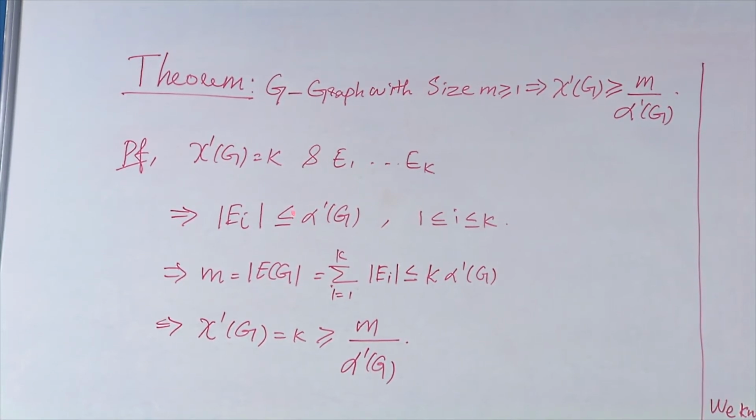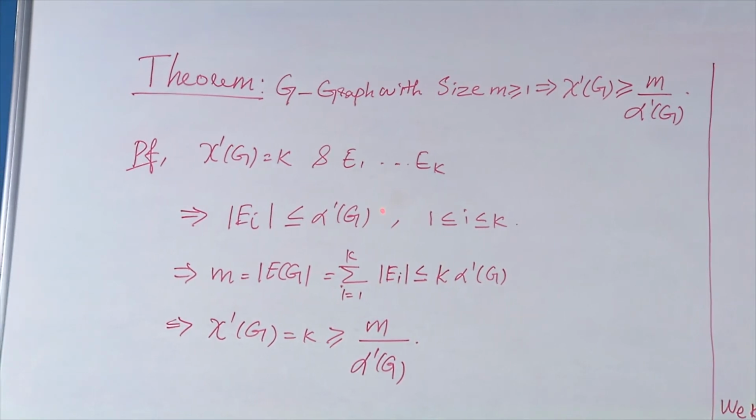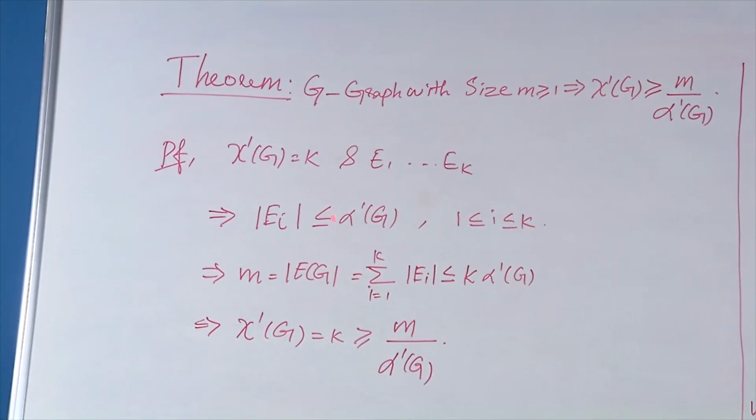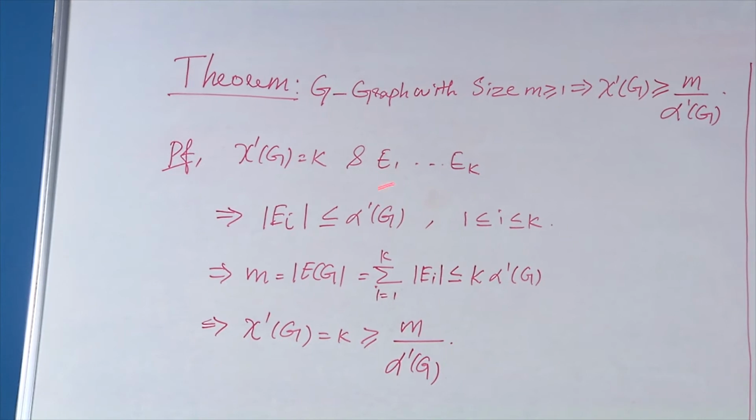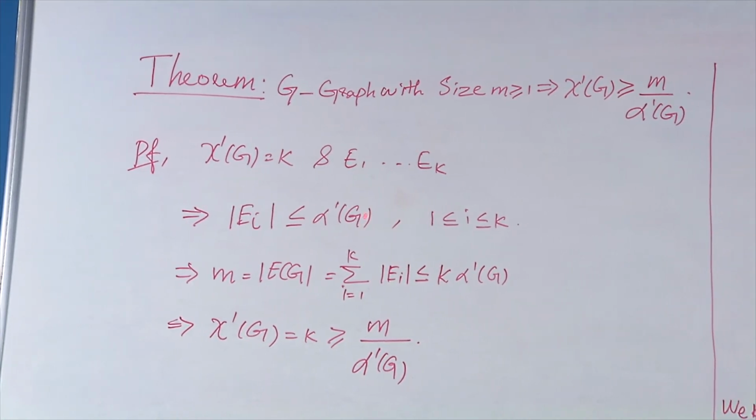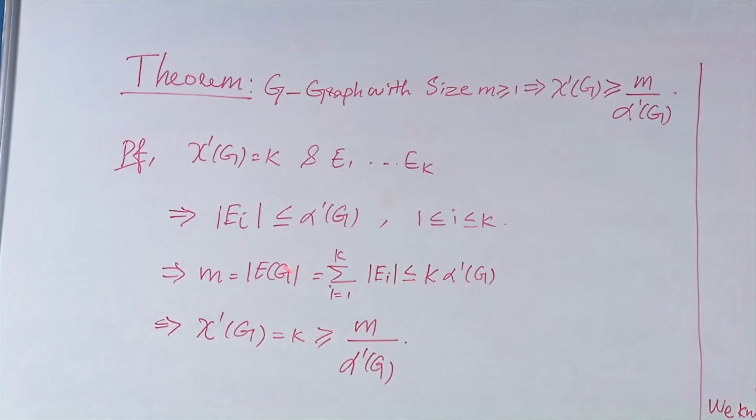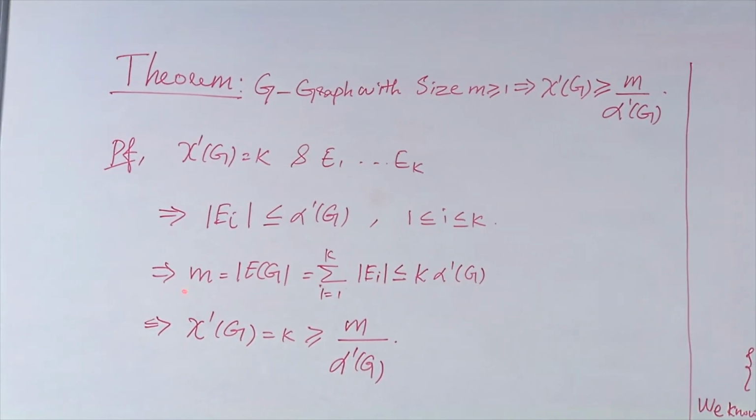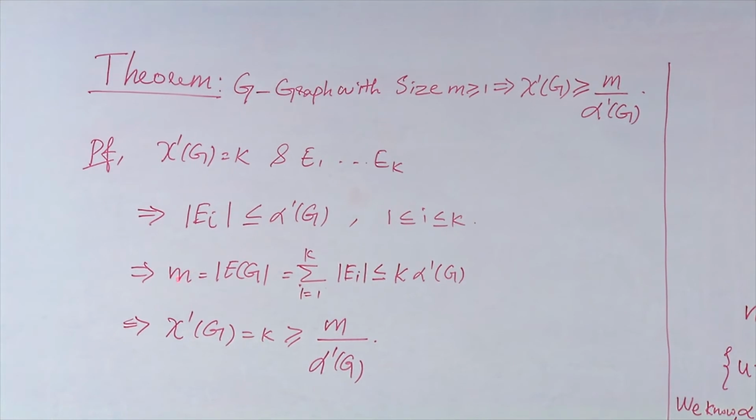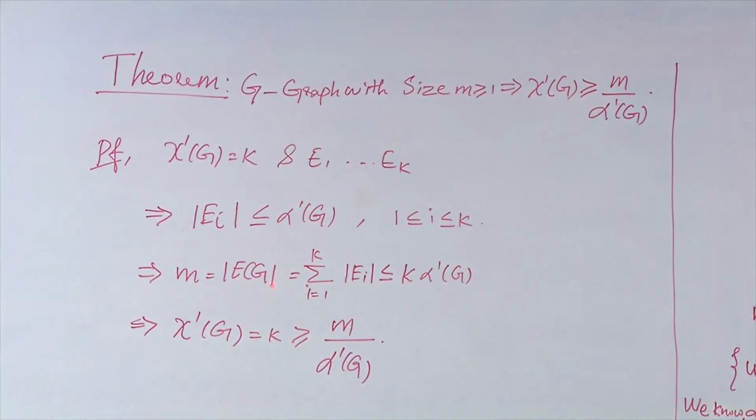So here we will be collecting all the edges that are not adjacent, which means obviously the cardinality of each set is less than or equal to alpha dash of G. This is true for every i where i varies from 1 to k. Now, listen, here what is m? m is the size, it is given. So m is the same as the cardinality of E of G, that is the number of lines in the graph.